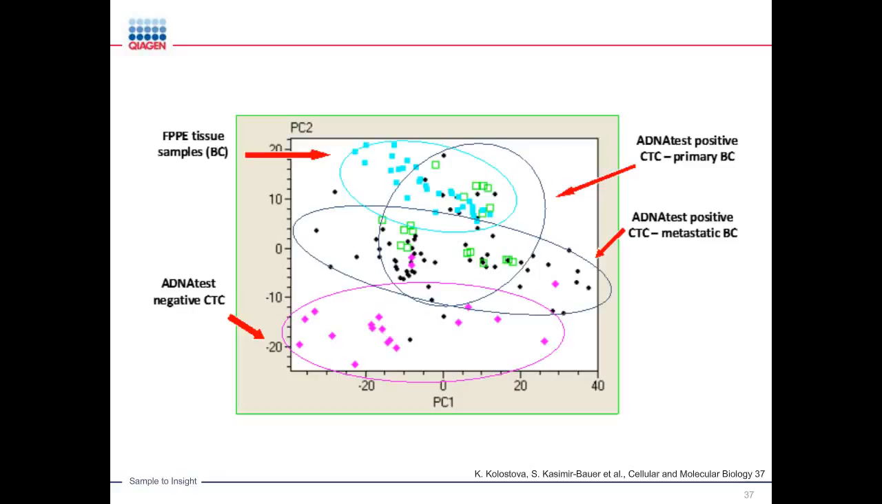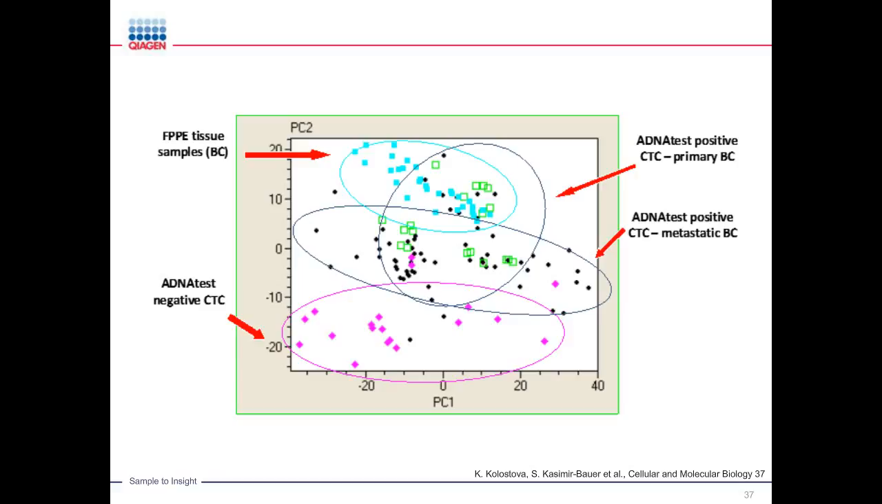First of all, that tells us, and that's nice, the negative samples are grouping away from all the other groups. That gives you an idea about the specificity of the tests. If we don't find the CTCs, they do not group to the CTC group, and also not to the tissue.